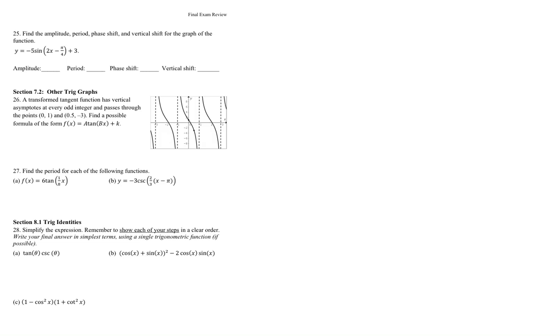So for question number 25, we want to find the amplitude, period, phase shift, and vertical shift for the graph of the function y equals negative 5 sine of 2x minus pi over 4, all plus 3. So we want to find the general form of the sinusoidal functions, which would be y is equal to a sine of b x minus h all plus k.